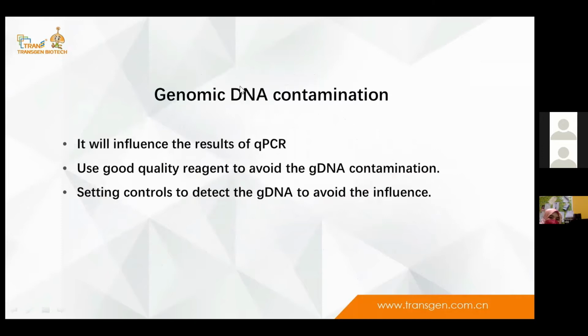Okay, the next one is genomic DNA contamination. This contamination will influence the result of the qPCR. In the system, the genomic DNA can also be amplified in the qPCR, so it will influence the whole system and overestimate the result. When we use good quality reagents, we can avoid gDNA contamination. Also, by setting controls, we can detect gDNA contamination to avoid its influence.